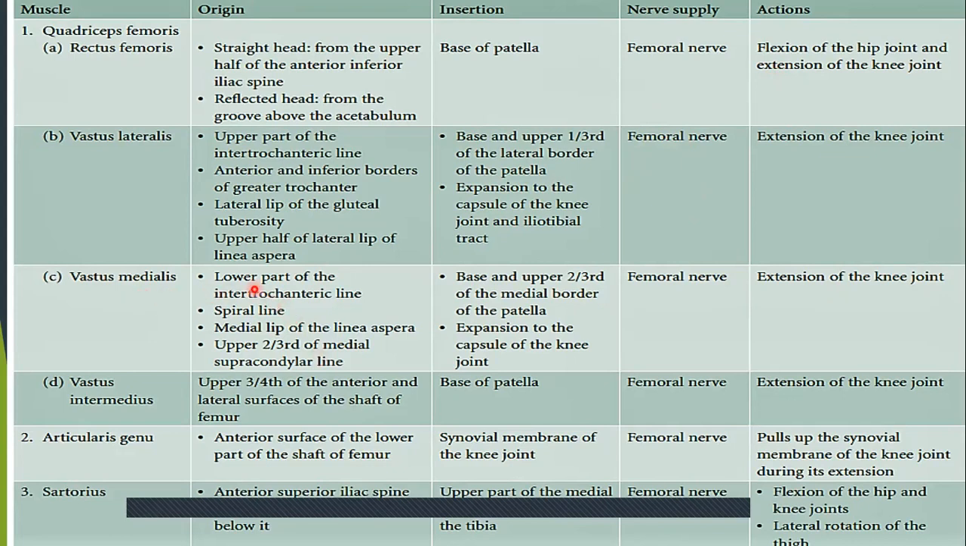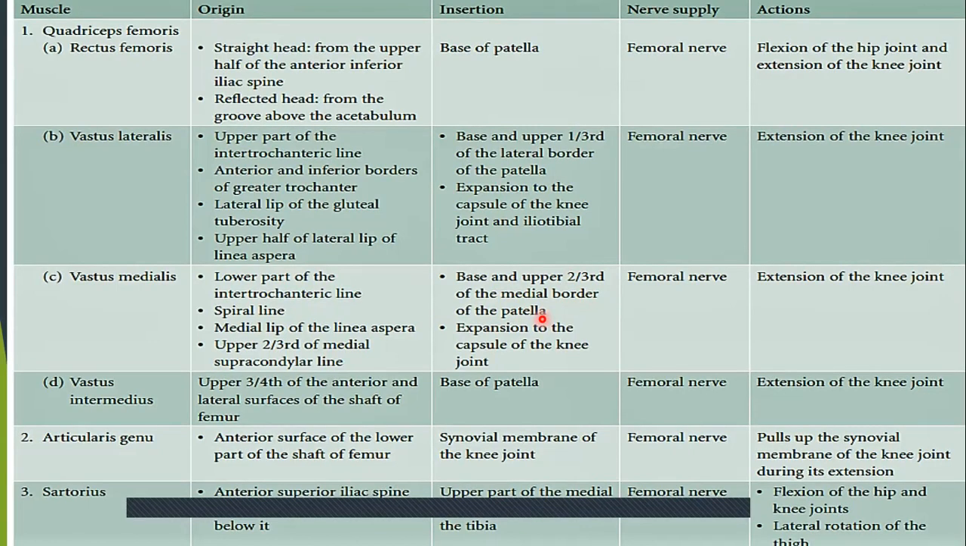Vastus medialis originates from the lower part of the intertrochanteric line, the spiral line, the medial lip of linea aspera, and the upper 2/3 of the medial supracondylar line, to insert into the base and the upper 2/3 of the medial border of patella. Some texts call these fibers the vastus medialis obliquus.